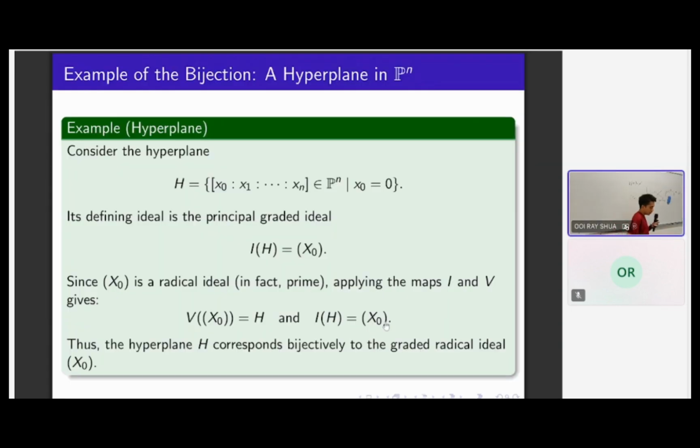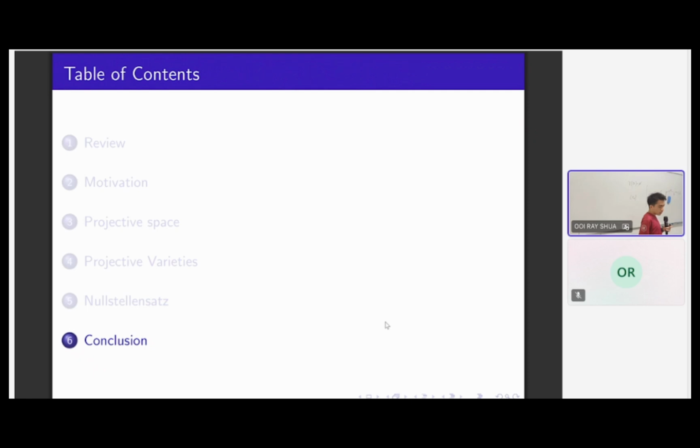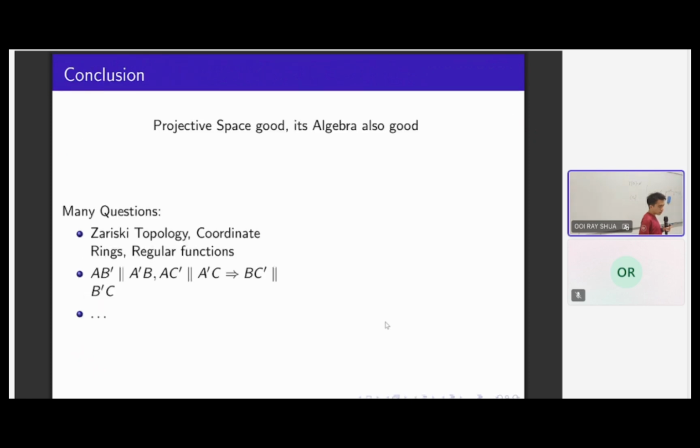So basically, that's it. In conclusion, projective space is good, hopefully that was motivated at the front. And naturally the algebra is all about homogeneous polynomials, so it's also good. We have further questions that we could discuss. We didn't define Zariski coordinate rings and so on, and these implications and so on.